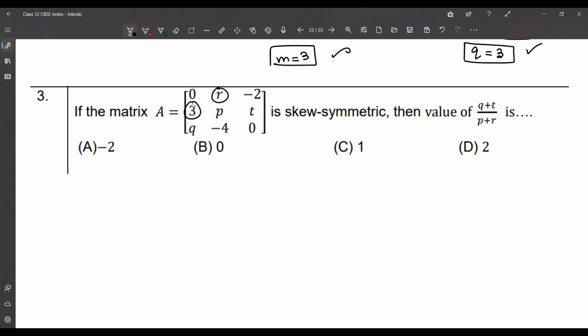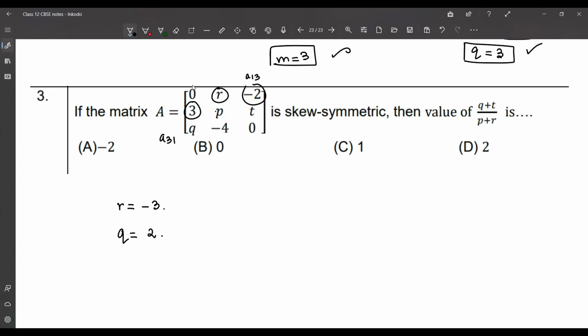A12 and A21 are numerically equal, but they have different signs. So we can say that R is equal to -3. Likewise, A13 and A31 are numerically equal, but their signs are opposite. So we can say that Q is equal to minus of -2. So Q is equal to 2.